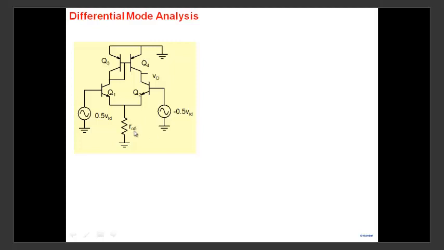For differential mode, we put 0.5 VID here, minus 0.5 VID here, and we need to find out what the value of this particular node is. So let's see what the ratios are.